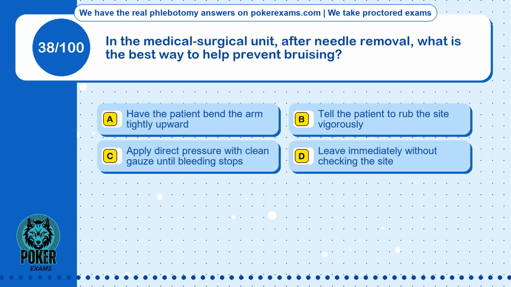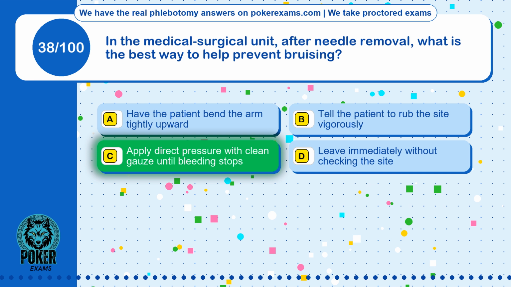Question 38. In the medical surgical unit, after needle removal, what is the best way to help prevent bruising? Option A. Have the patient bend the arm tightly upward. Option B. Tell the patient to rub the site vigorously. Option C. Apply direct pressure with clean gauze until bleeding stops. Option D. Leave immediately without checking the site.